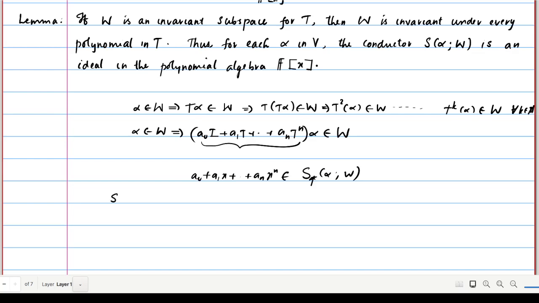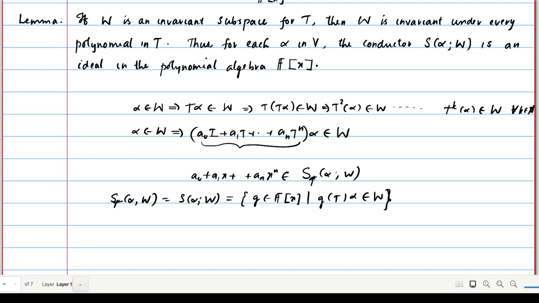We will show that S_T(alpha, W), or simply we can write it as S(alpha, W) as far as T is concerned. In this case we fix T, then we will discuss all these things, so we need not write T all the time. So S(alpha, W) consists of the polynomials g, the definition is g belongs to F[x] such that g(T) alpha belongs to W.